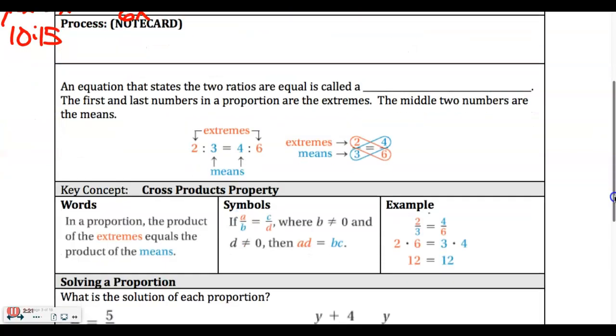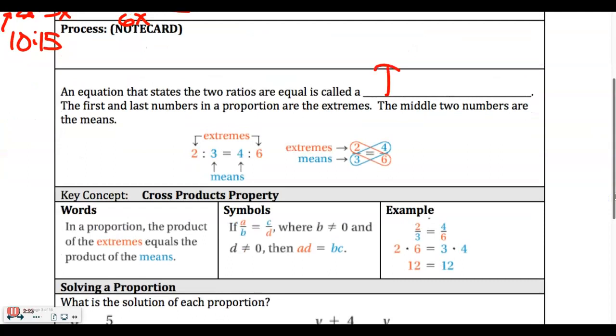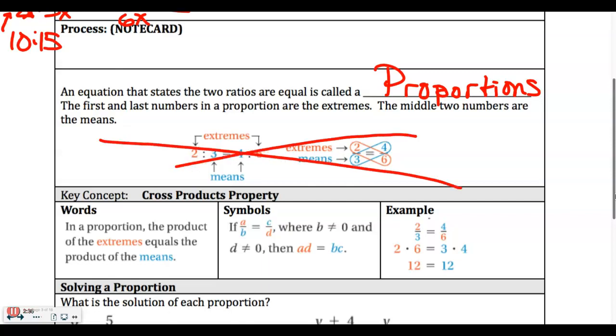All right, so we're going to pick up from here where we're going to work with proportions, which are 2 equal ratios. So go ahead and write that down. I really don't care about all of this. I don't care if you know what the means are. I don't care if you know what the extremes are. It just messes up the issue, so don't even worry about it. All right?